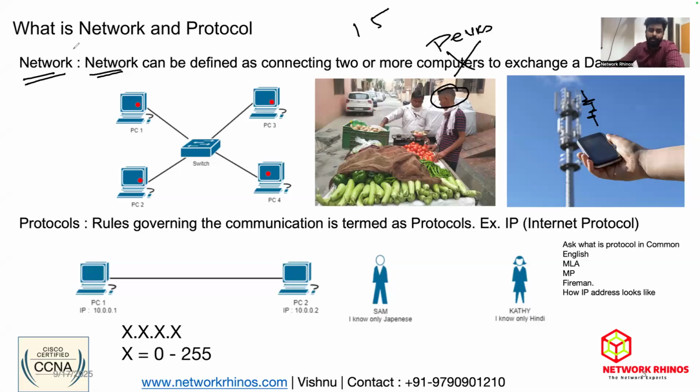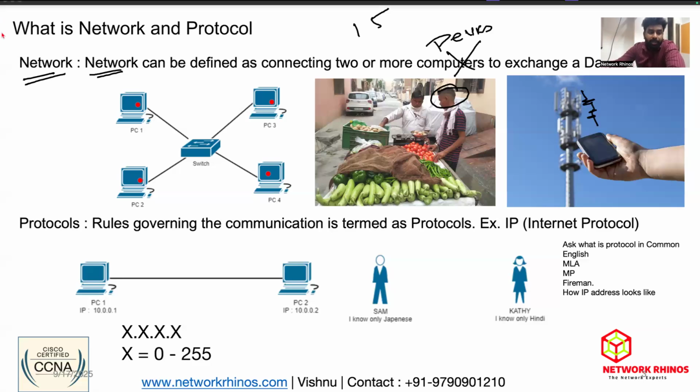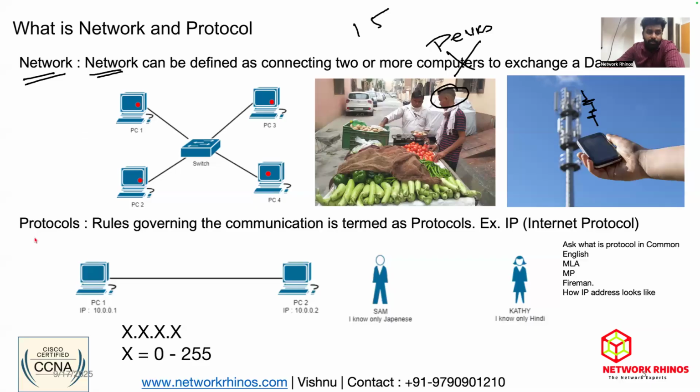So finally, network can be defined as connecting two or more devices and exchanging data. Devices can be a computer, two mobile phones, a switch, fridge, washing machine, TV, even smart bulbs you have, all are network. So whenever two devices communicate and exchange some data, that is network. Simple.